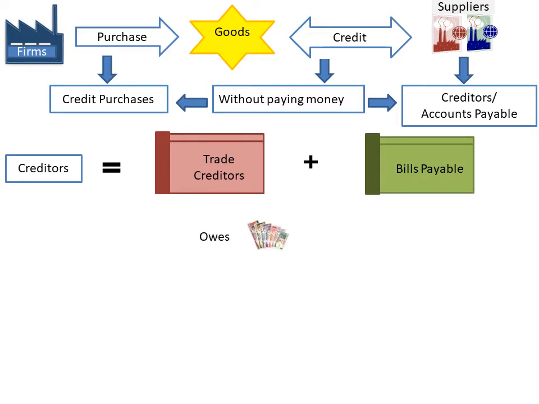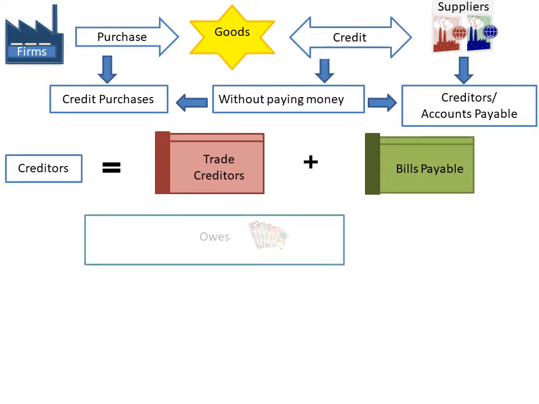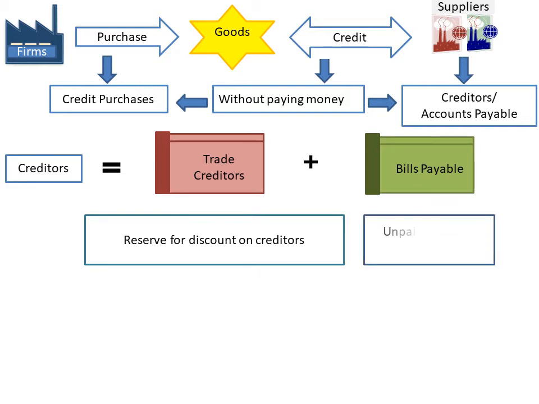Please note that while considering the amount of trade creditors, reserve for discount on creditors should not be deducted. Otherwise, it will show misleading results. Bills payable are purchase bills for which the firm has to pay money in future.